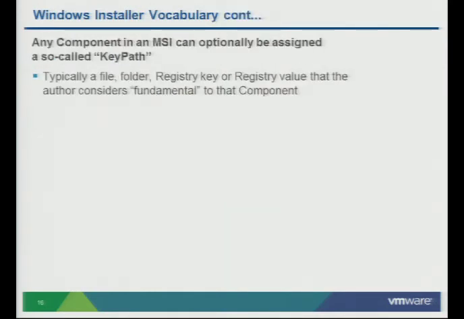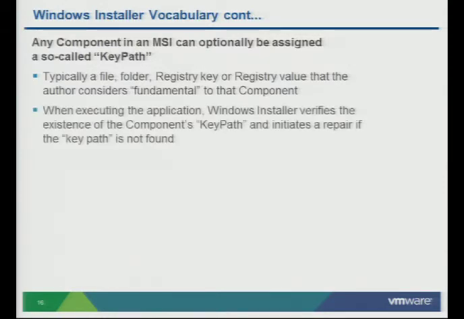The creator of the MSI file can decide that a certain component is so important that we need to add a key path to it. A key path is a file, folder, or registry key. If this key path is missing, MSI should self-repair itself, or the Windows Installer should try to repair this installation. So it's simply the creator of the MSI package that decides what is considered important or not.